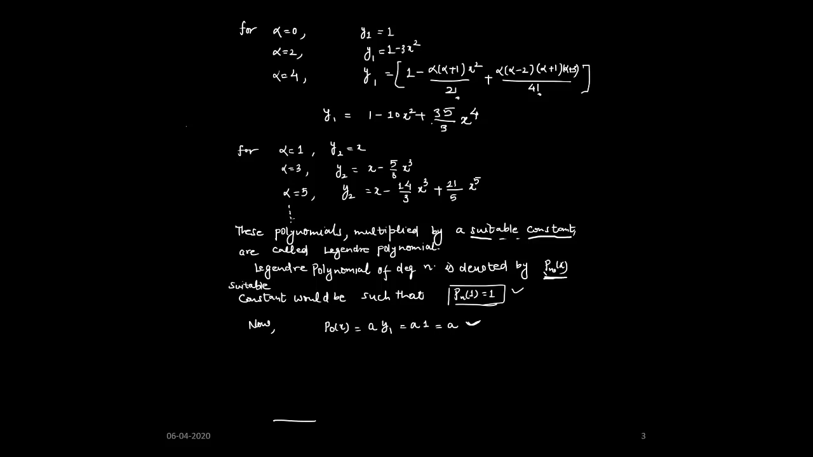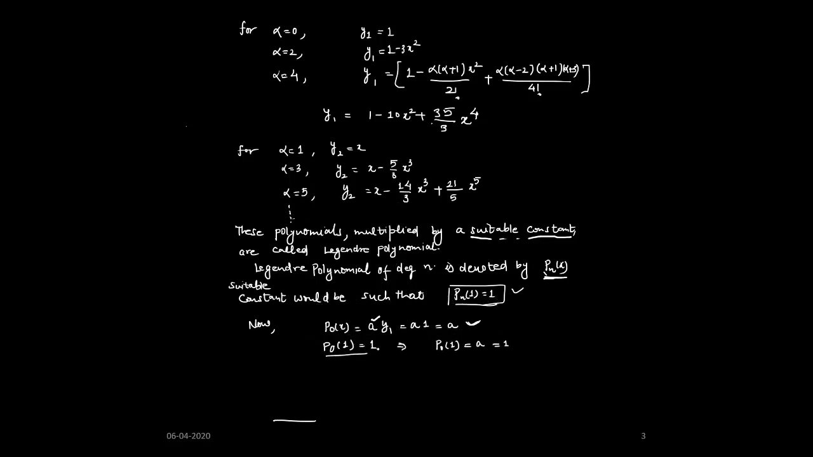So what is P0(x)? Put 0 in place of n, so P0(x) would be the Legendre polynomial of degree 0. That means this polynomial, right? This is the Legendre polynomial of degree 0. So P0(x) is y1 multiplied by some suitable constant a. We will find that constant using this condition. y1 is 1 here, so this equals a times 1, and this is a.